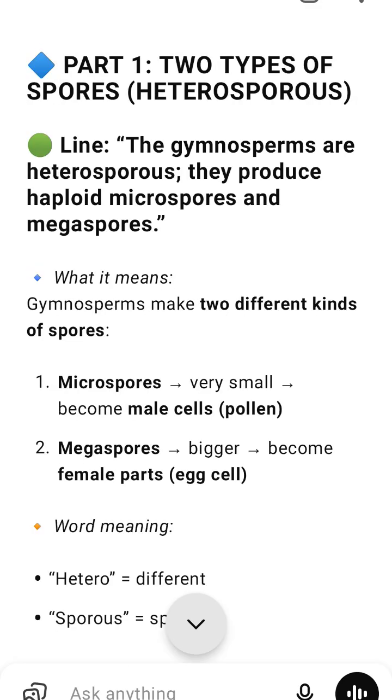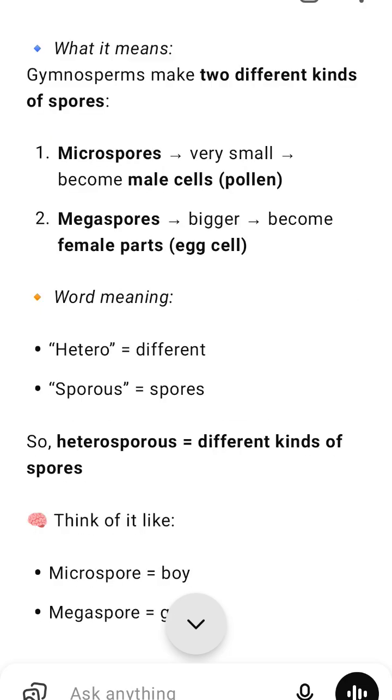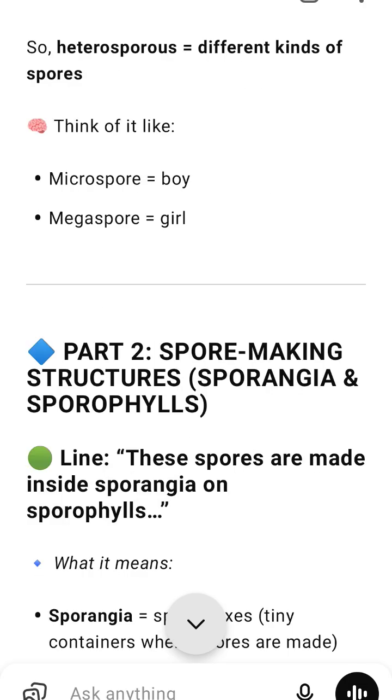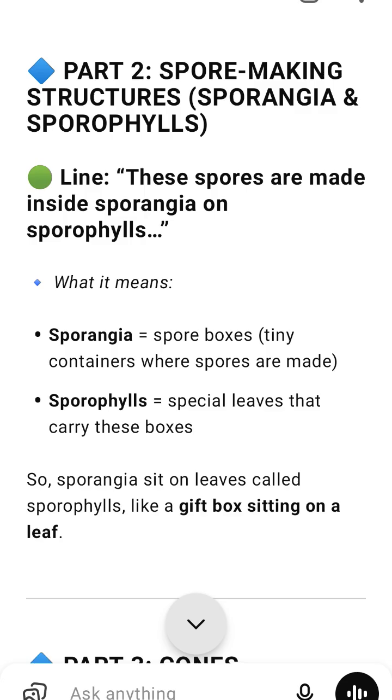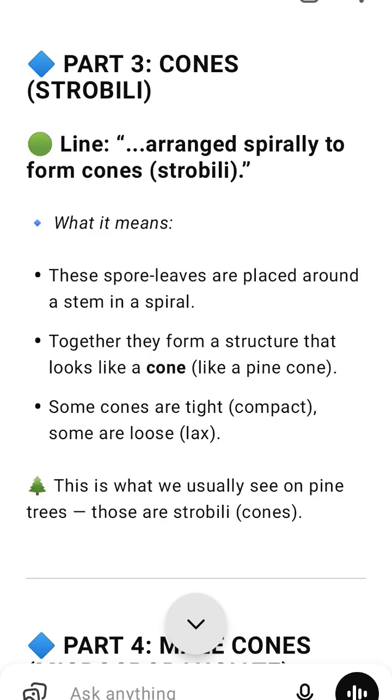2. They make cones, strobili. Special structures called cones hold the spores. There are male cones and female cones. 3. Male cone, microsporangiate. It contains microsporophylls equals small leaves that carry microsporangia, spore boxes. These make microspores, which grow into pollen grains, male cells.